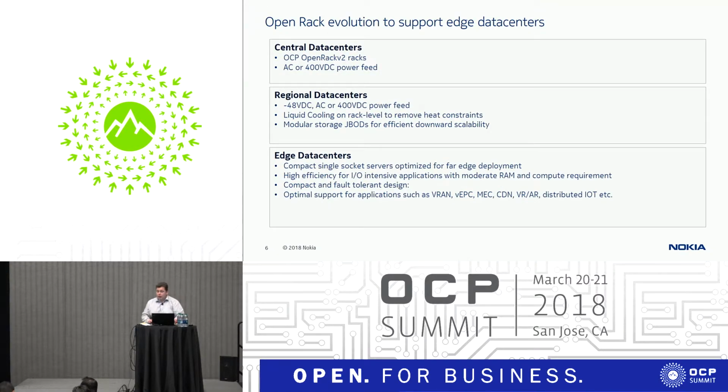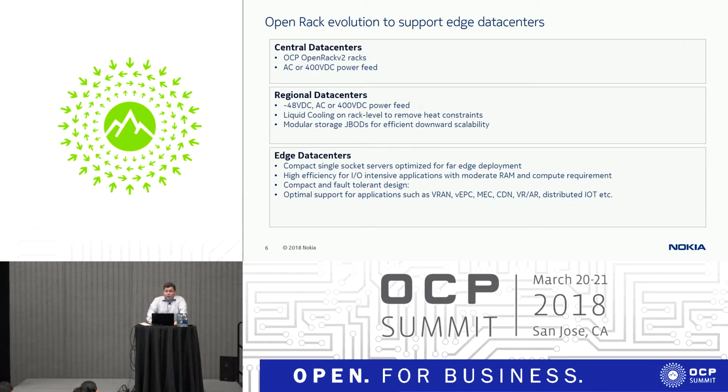So what I was saying is that with the existing OpenRack version 2 deployments, we can easily address the central data centers and the needs within those. And typically what we are seeing in these central data centers is either AC powered equipment on the deployments, or high voltage DC with 400 volt DC power feeds within the facility. Our solution is supporting both options.